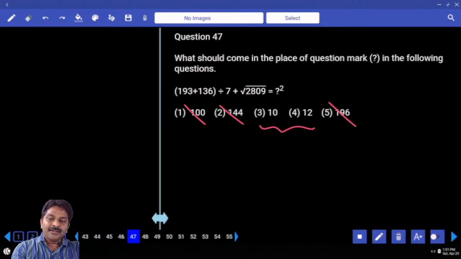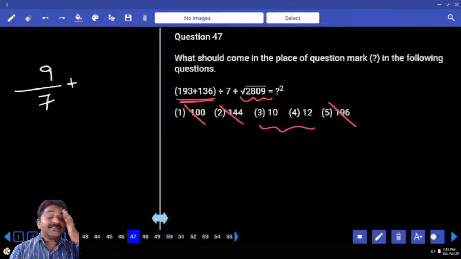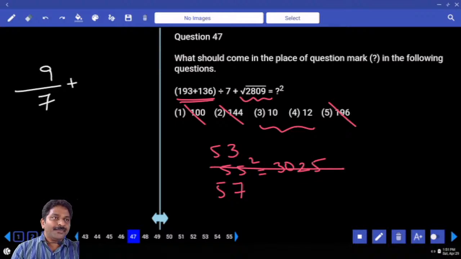Yes? Number inside bracket ends with divided by plus 2809. What is 50 square? 2500. That is more than that. So that may be either 53 square or 50 middle number 55. What is this? 3025. Our number is less than that. Hence it has to be 53 only.